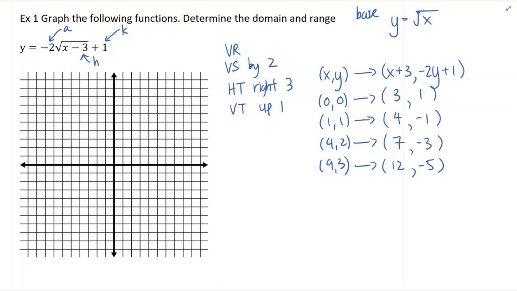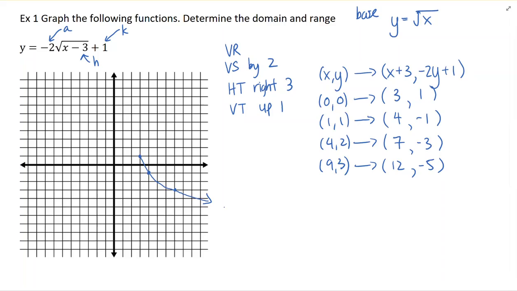Now that we have our transformed points, let's plot it. 3, 1 is here. 4, negative 1 is there. 7, negative 3 is here. And well, 12's kind of off the charts, but it's going to be somewhere out here-ish. Let's connect the dots so at least we're heading in the right direction. It's going to be something like that. And this is our graph.